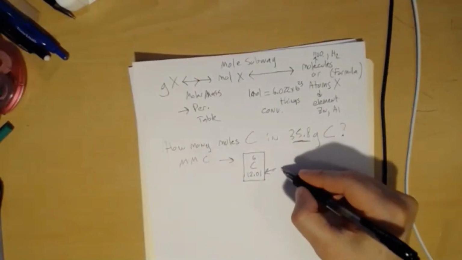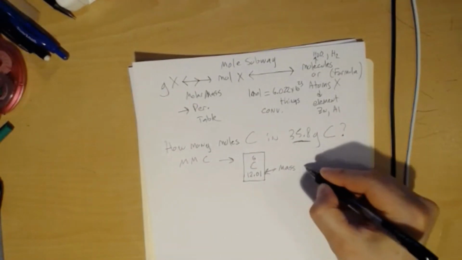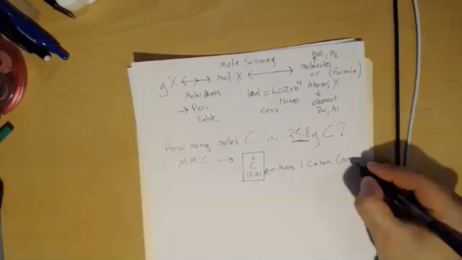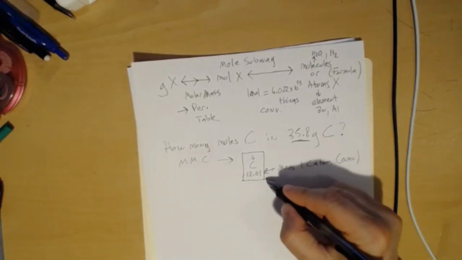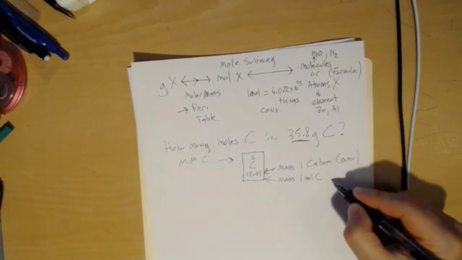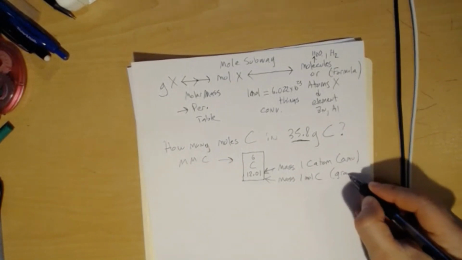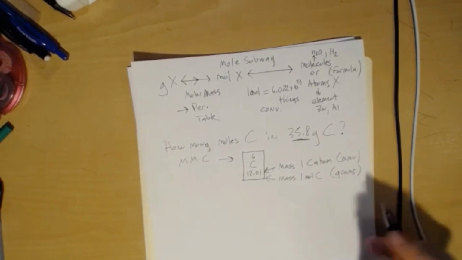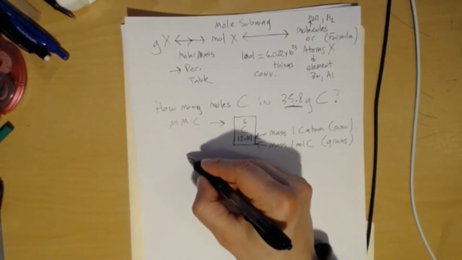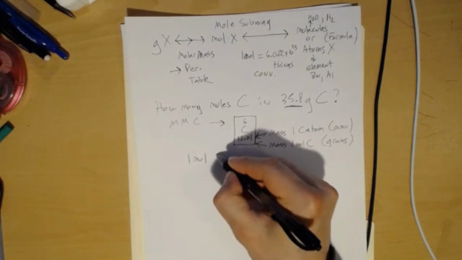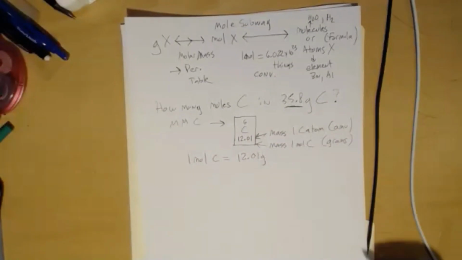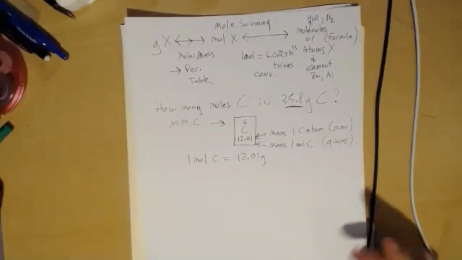So that is the mass of one carbon atom in the units of atomic mass units, or it's the mass of 1 mole of carbon in the units of grams, right? So that's my conversion factor. From the periodic table, I get 1 mole of carbon is equal to 12.01 grams, okay? And so then I'm going to plug that in.